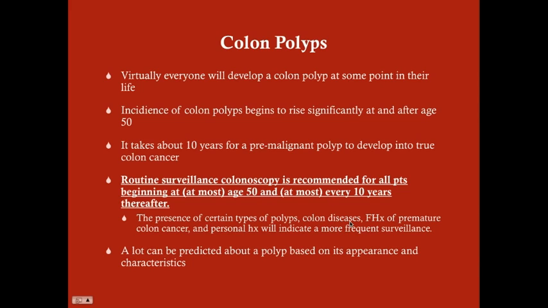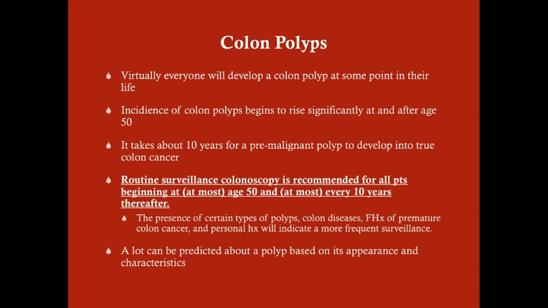If they have colon diseases, so namely inflammatory bowel disease, Crohn's disease, and ulcerative colitis, we certainly are going to want to do surveillance more frequently and probably earlier on those patients. If they have a family history of premature colon cancer, we definitely start surveillance at a younger age for those patients. And then if a patient has a personal history of past colon cancer or frequent polyps, or if they've got some of the polyposis syndromes, which I'll talk about, then that's going to indicate a more frequent and possibly younger surveillance.